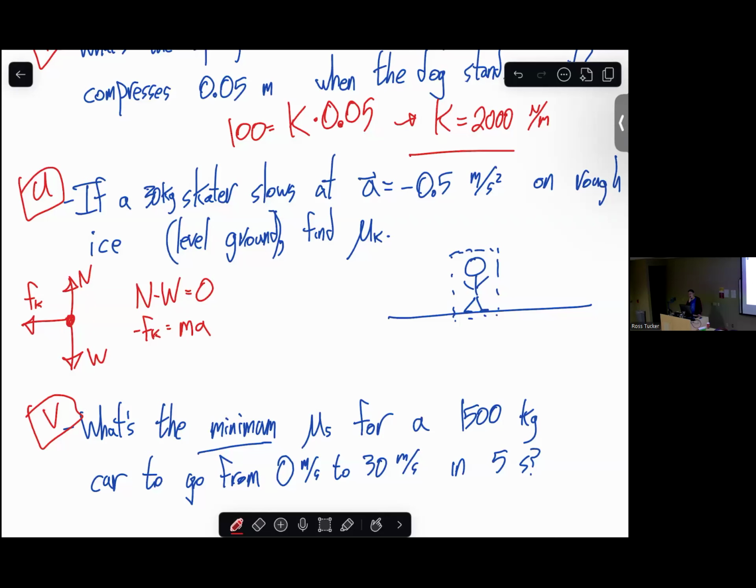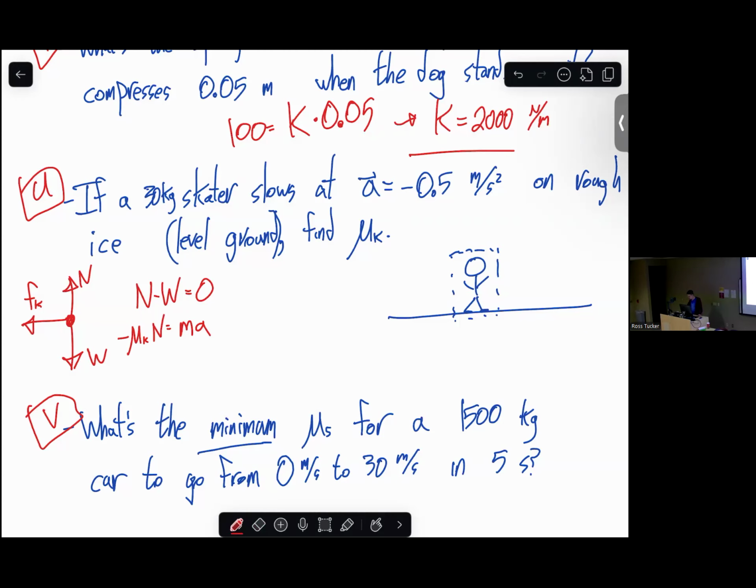Well, I've got a model for friction force. I know something about friction force. Friction force is mu n. Kinetic friction is always mu n. Oh, look, it's something I want. Something I want, and everything else is terms that I've got.